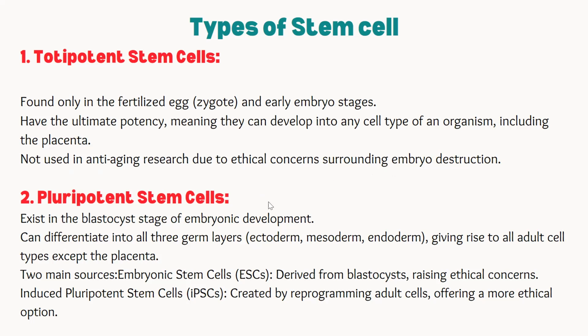The second type of stem cell is pluripotent, and this is our concern today. It exists in the blastocyst stage of embryonic development. So when the cell divides into two cells and 4, 8, 16, until reaching 32 cells, this is called a blastocyst. It is just like an empty ball.